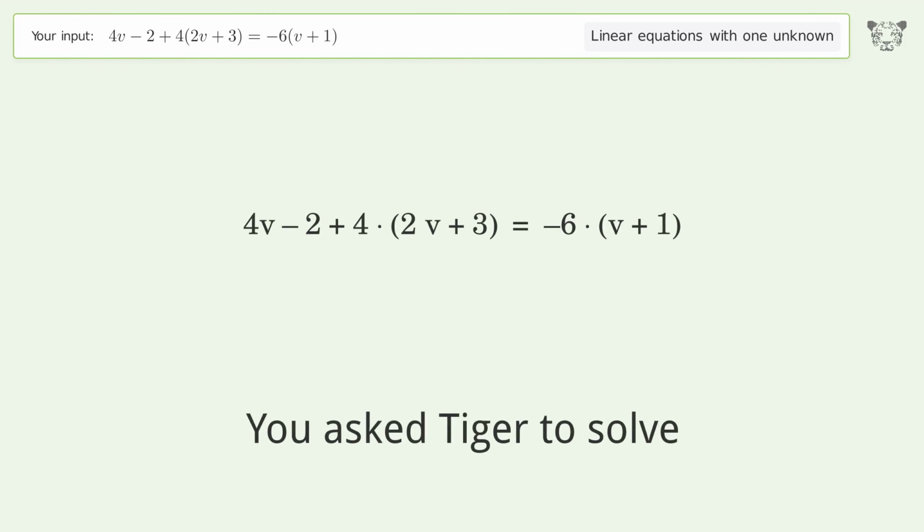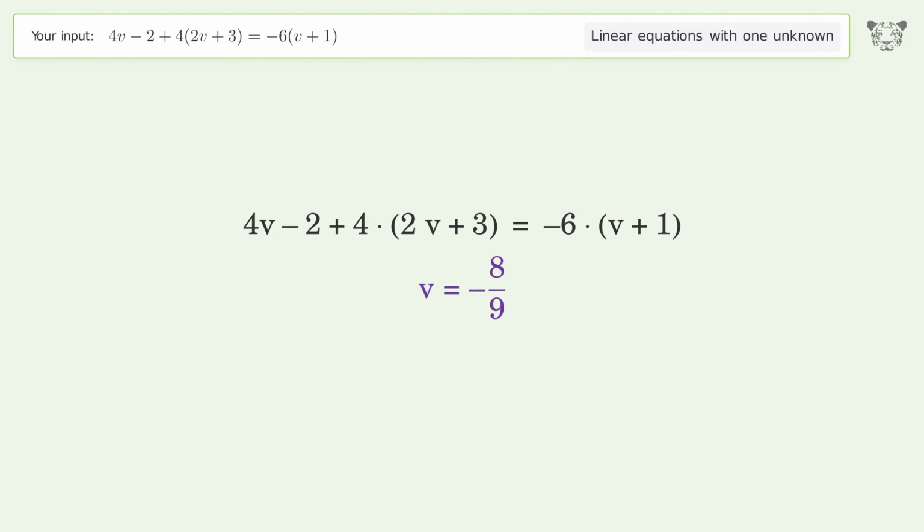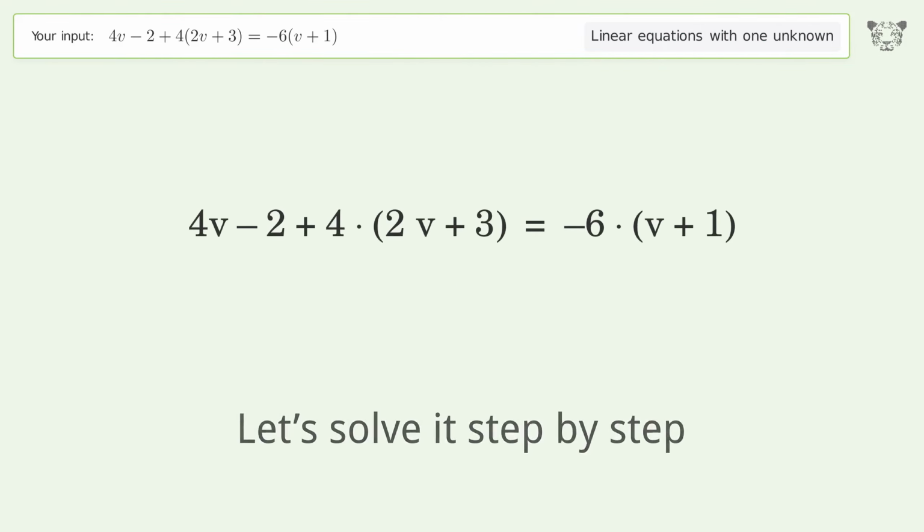You ask Tiger to solve this. It deals with linear equations with one unknown. The final result is v equals -8/9. Let's solve it step by step.